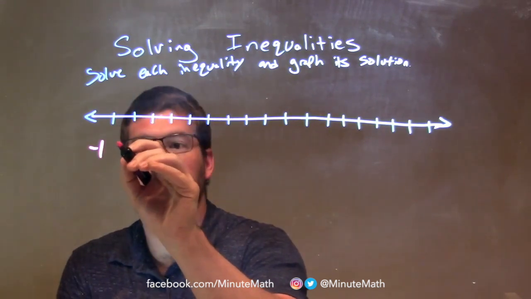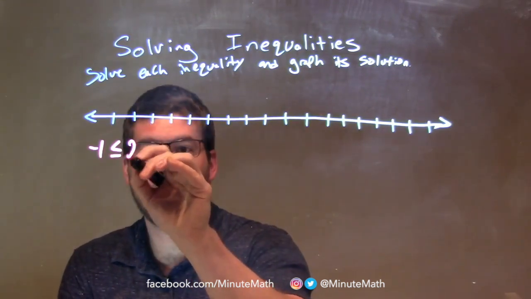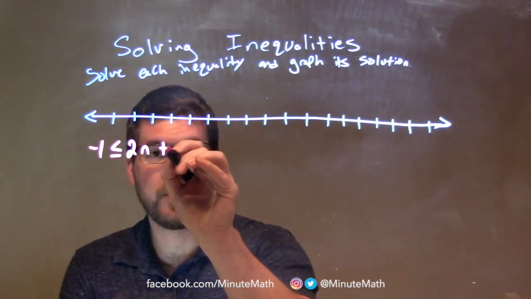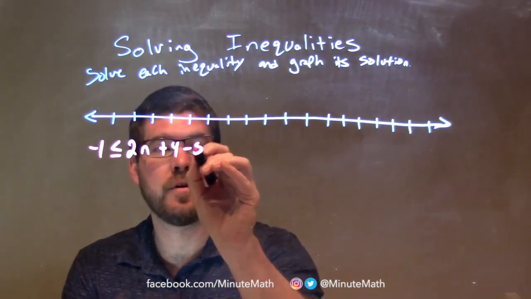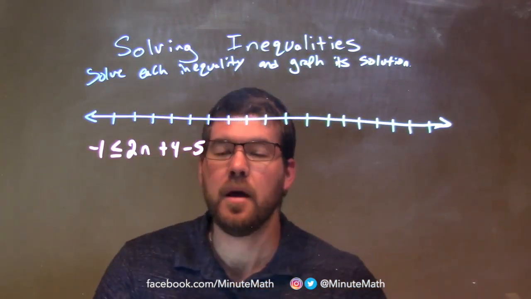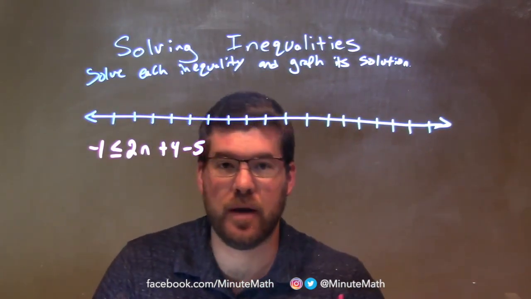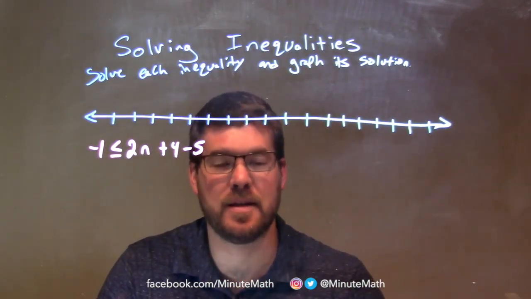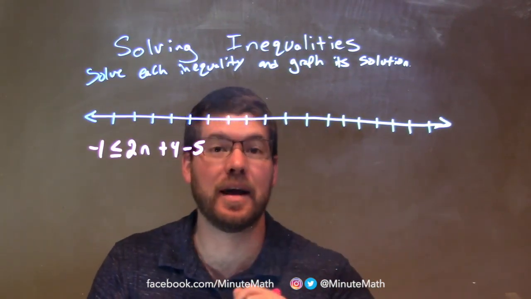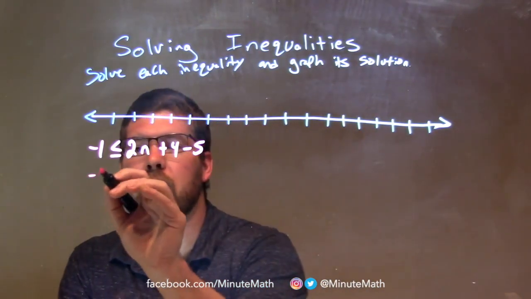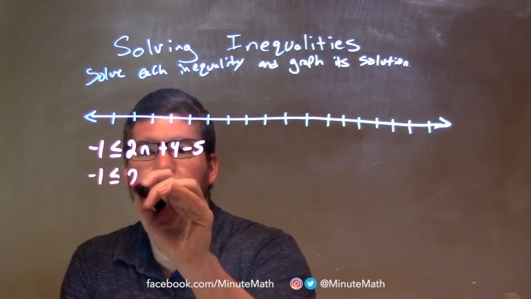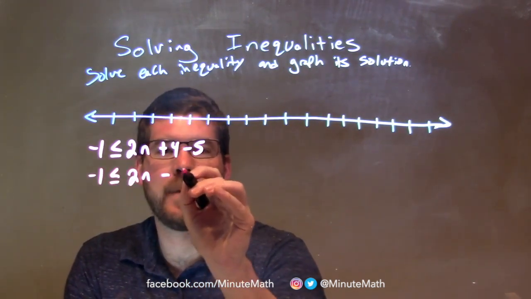-1 is less than or equal to 2n plus 4 minus 5. All right. We want to get n by itself. So I see the 4 and minus 5 right there on the right-hand side. I'm going to simplify them together. 4 minus 5 is -1, or minus 1. So we have minus 1 is less than or equal to 2n.